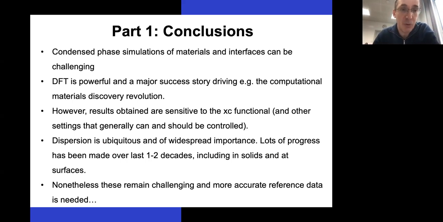So just to wrap up before the break, some of the key points that I was trying to emphasize are that, unlike in the gas phase, condensed phase simulations can be quite challenging. DFT is now one of the physical sciences' biggest success stories, and it's driving development in lots of fields. It's driving this computational materials discovery revolution, and DFT is incredibly useful, incredibly powerful, but there are a lot of problems that challenge DFT. The results obtained from DFT are highly sensitive to the exchange correlation functional. One of the big challenges is dispersion interactions, and by dispersion, I mean van der Waals forces. There have been a lot of developments to improve the description, but nonetheless, much more work is needed, especially in the condensed phase.